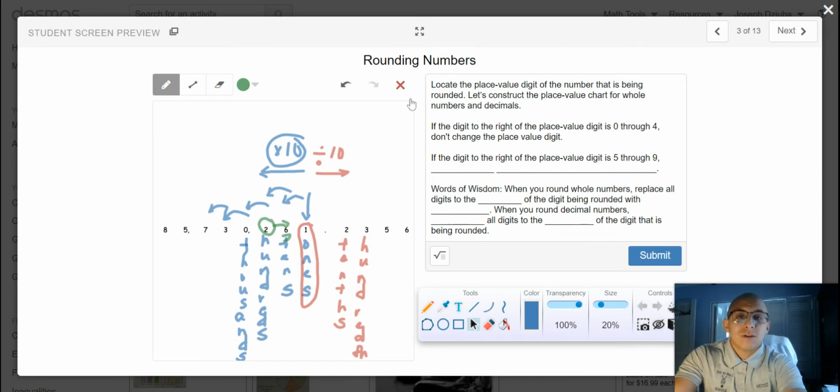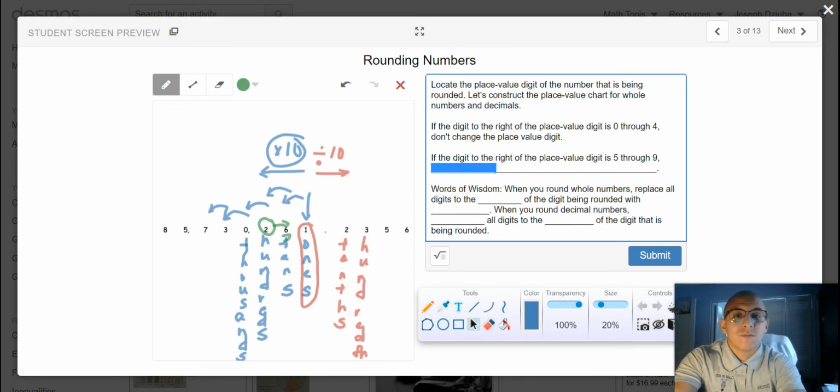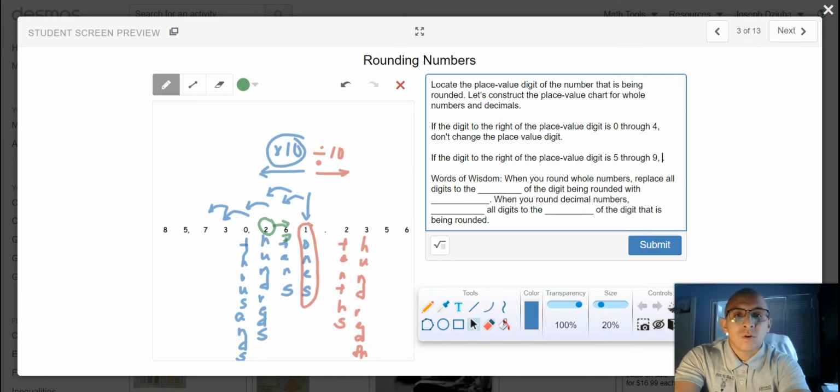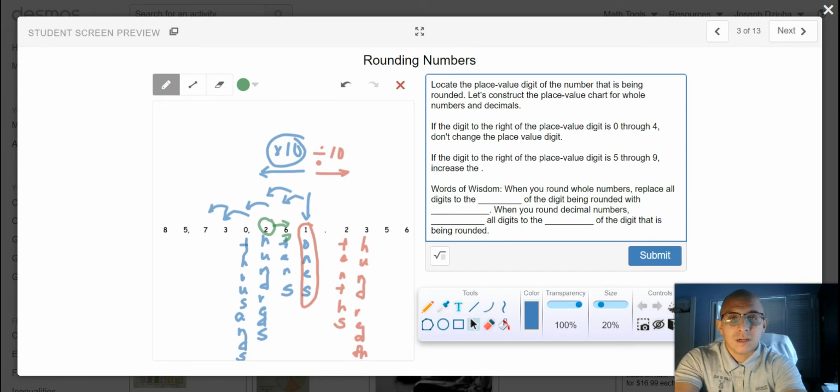And as we can see here, if the digit to the right of the place value is 5 through 9, we would want to increase the place value digit by 1. So I would take 85730, I would leave that, and then this 2 is now going to become a 3, and the 61 will now become a 00, because that would be 300 to the nearest 100.